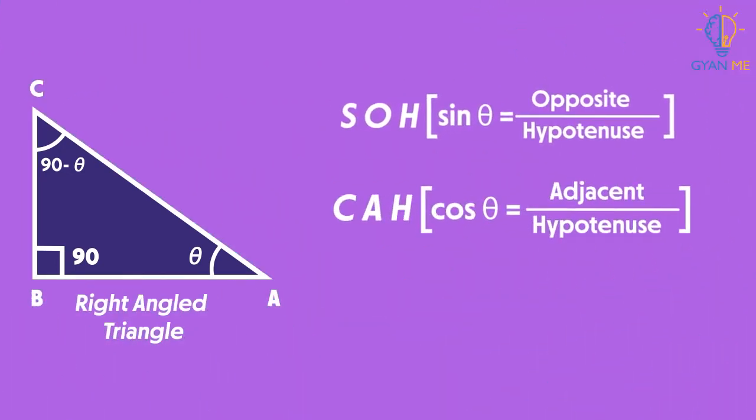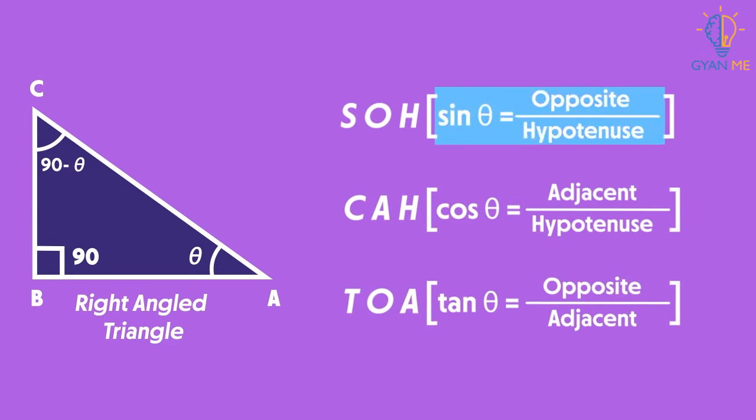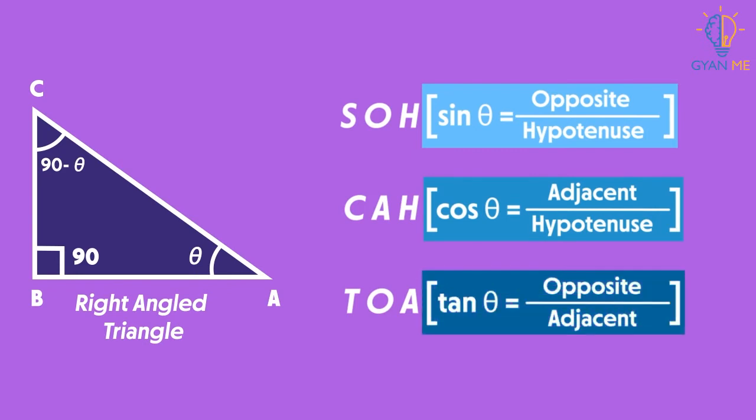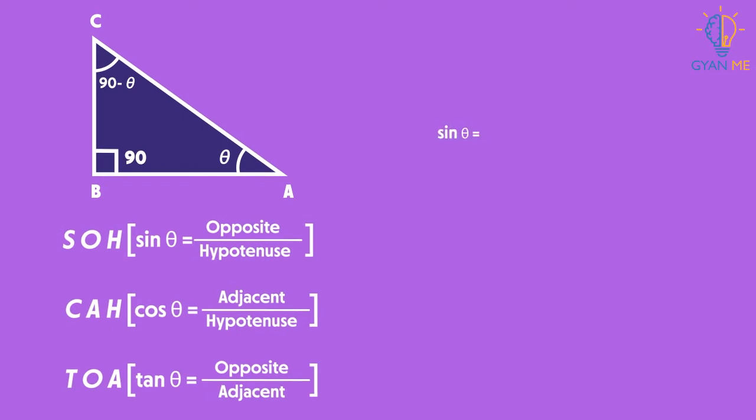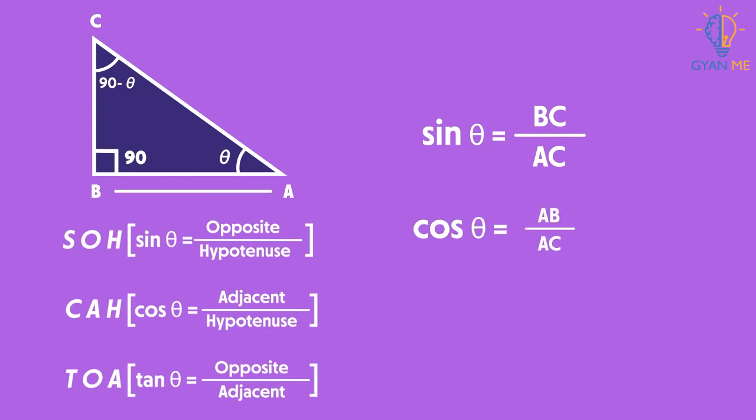Recall our SOHCAHTOA. So we have sine as opposite upon hypotenuse, cos as adjacent upon hypotenuse, and tan as opposite upon adjacent. So for A equal to theta, sine theta is BC upon AC. Similarly, AB being the adjacent side, cos theta is AB upon AC, and tan theta is BC upon AB.